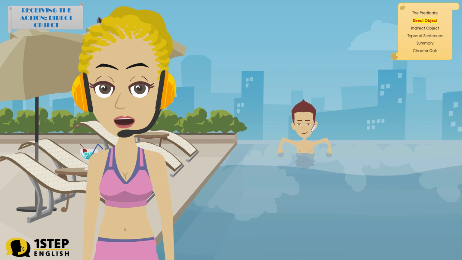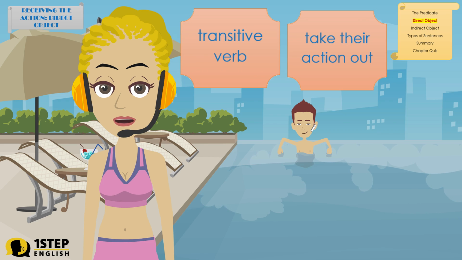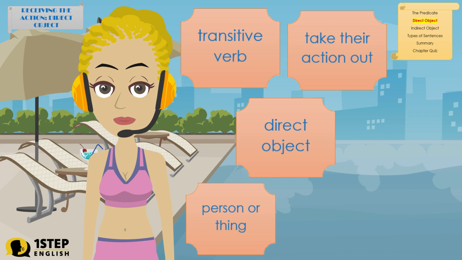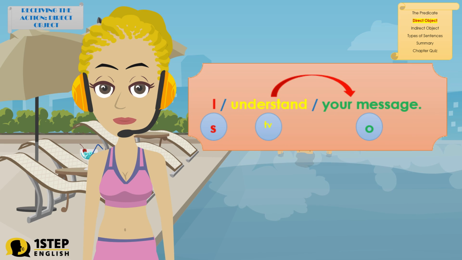While linking verbs connect to subject and complement, transitive verbs take their action out on a direct object. Direct object is a person or thing in the predicate. There are a number of types of object. When we simply say, object, we mean the direct object. For example, I understand your message. In this sentence, the word, message, receives the action of the verb, understand. Message, is what is being understood.